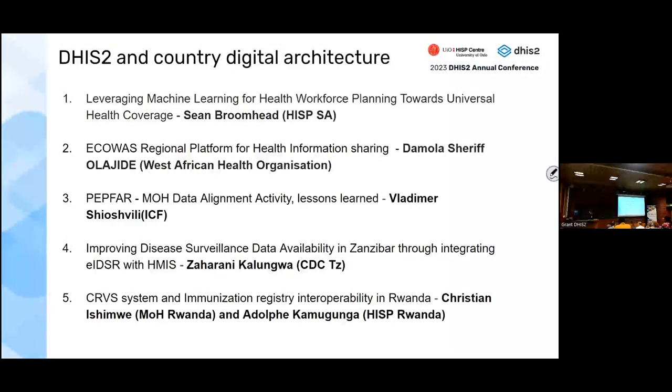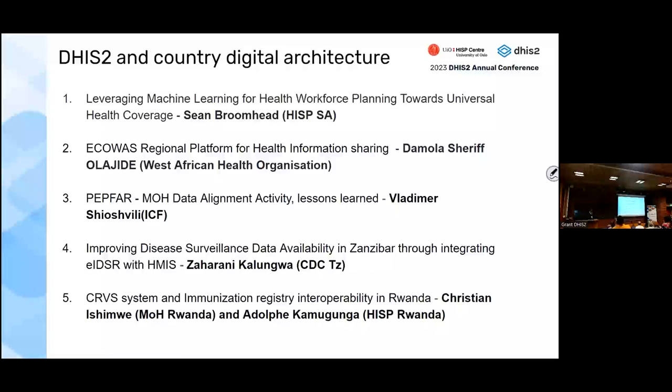So welcome everyone for our session. We'll be looking at DHIS2 and the country digital architectures. We'll have presentations from various teams, from South Africa, also from West Africa, and a presentation from PEFA, and another presentation from Tanzania. The last presentation will be from Rwanda.